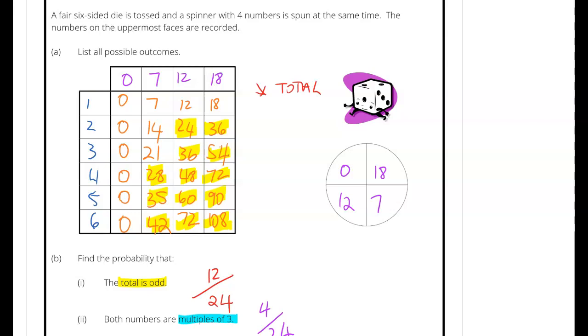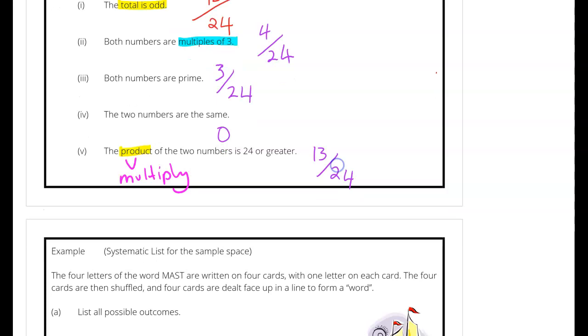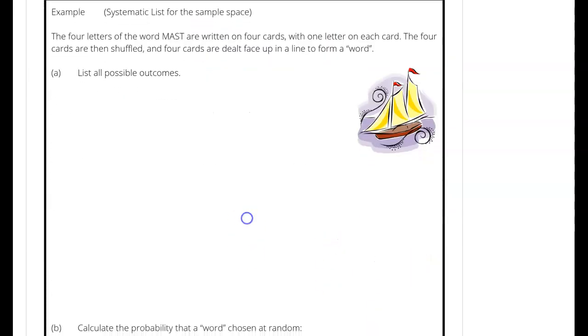Because depending on the question will depend on what you need to do with your sample space. All right, the next question I want you to have a go at, without missing anything. So try and be systematic in your approach. The word must: 4 cards, shuffled. 4 cards are laid down to form a word. It doesn't have to be a proper English word. Write down all the possible words that you can form from the 4 letters M, A, S and T. Go, do it.